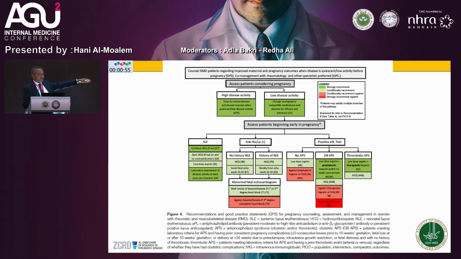So these are the guidelines here: anti-Ro, anti-La, the screening, and if it is definite antiphospholipid syndrome, then you have to have aspirin and low molecular weight heparin.